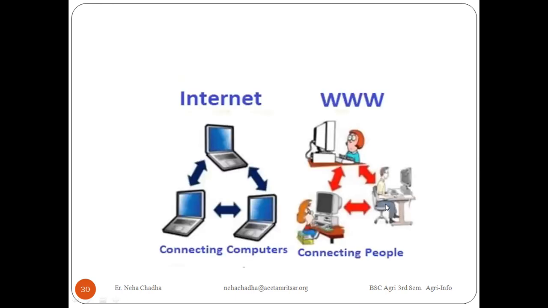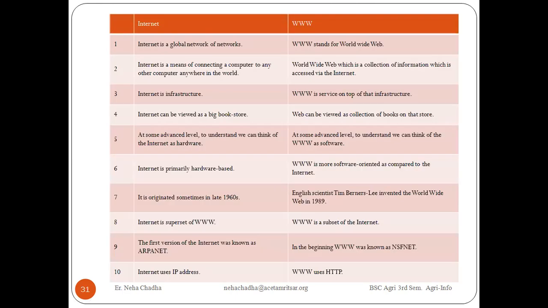Let's find out the difference between the internet and World Wide Web. First, the internet is a global network of networks. WWW stands for World Wide Web. The internet is a means of connecting a computer to any other computer anywhere in the world. World Wide Web is a collection of information which is accessed via the internet. That means the internet is a medium by which you can use the World Wide Web.